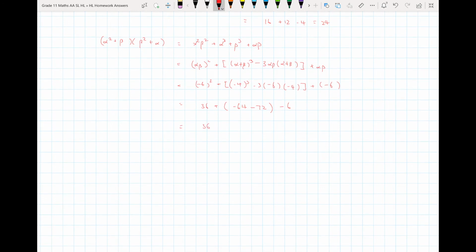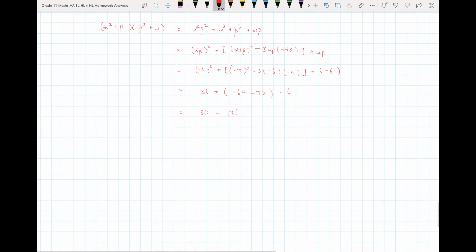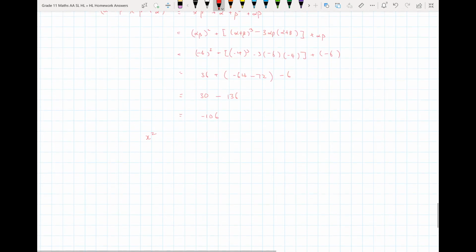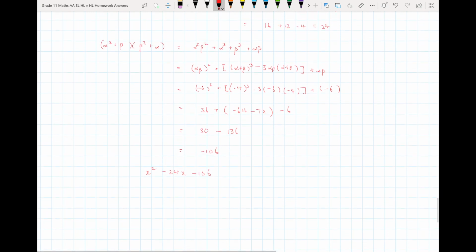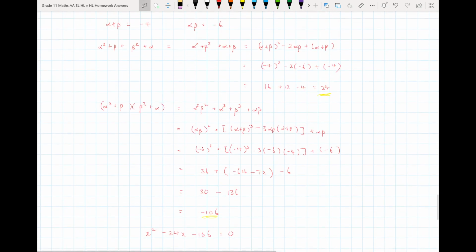So we have, I'll just minus the 6 first, so it'll be just 30. And then the 64 plus 72, which is this number here. So that should be that. So that means the equation could be x squared minus 24 minus 106. So 24 comes from here again. And then we have equals 0. And that's it.